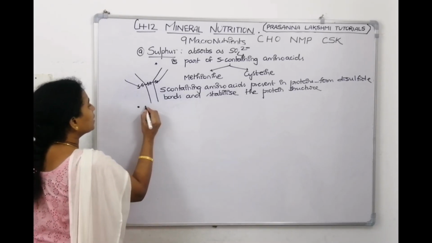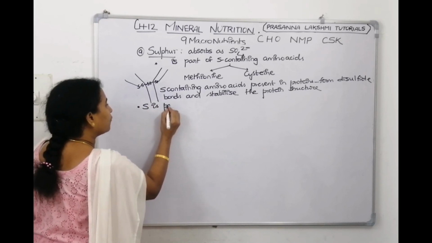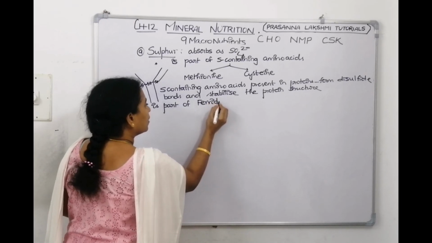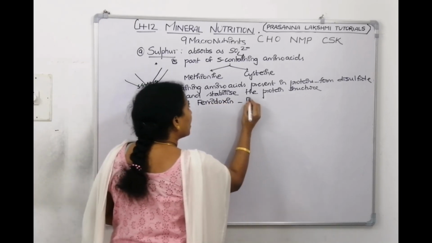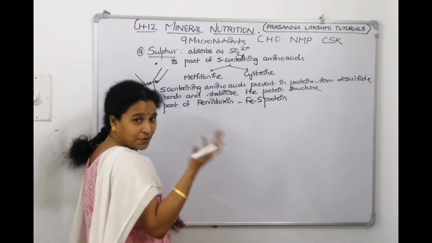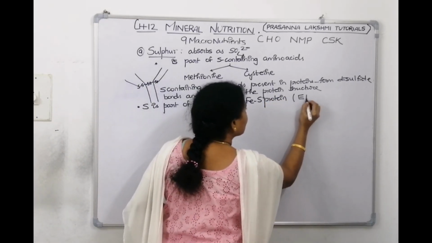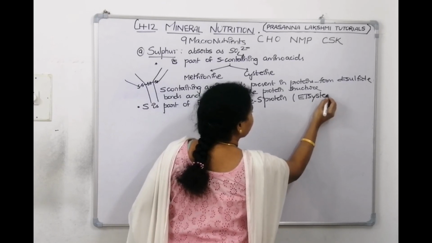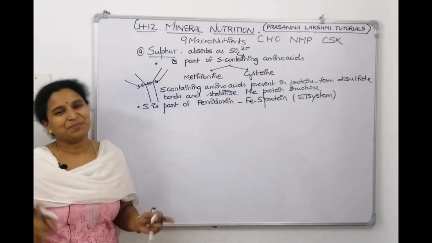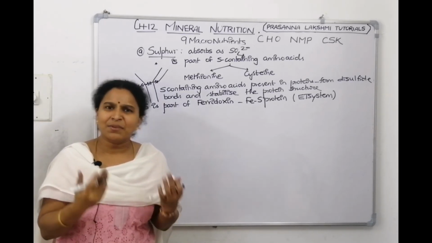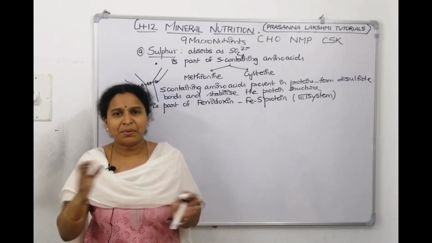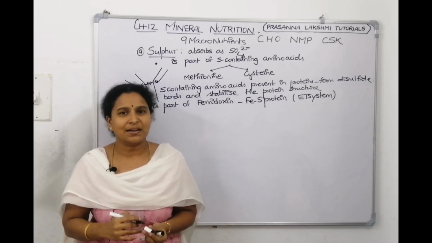The second role is sulfur is part of ferredoxin. What is ferredoxin? It is called iron sulfur protein. Where do you find it? We find it in electron transport system, which helps in ATP synthesis, which comes in photosynthesis and respiration. Plant metabolism means photosynthesis and respiration only. Every enzyme, whatever I am talking, all the time I am taking it to photosynthesis and respiration. You have to understand that chapter.